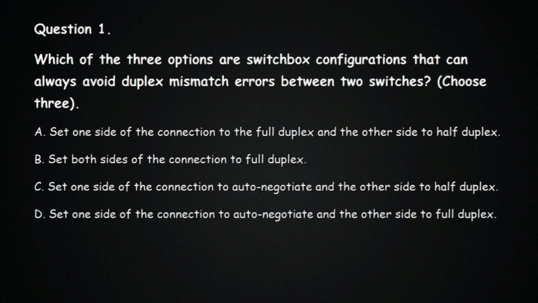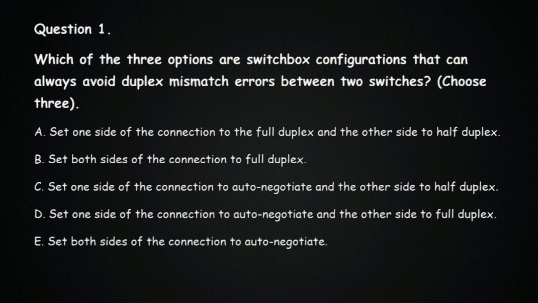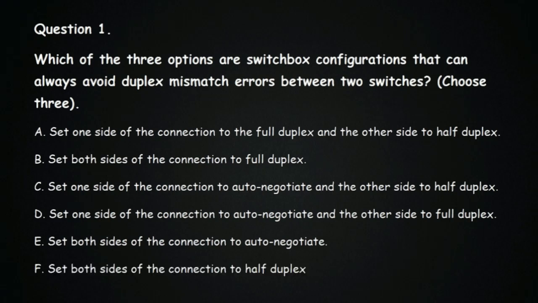D. Set one side of the connection to auto-negotiate and the other side to full duplex. E. Set both sides of the connection to auto-negotiate. F. Set both sides of the connection to half duplex. Answer is B, E, and F.